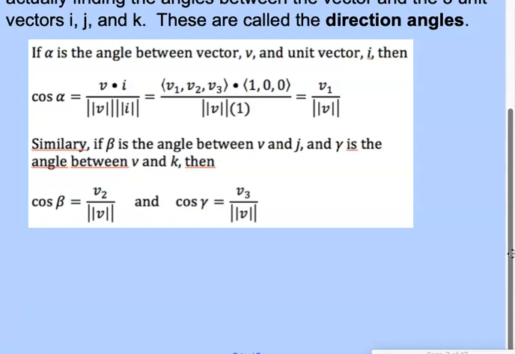And if you forget these, you can always go back and do just angles between two vectors and use 1, 0, 0, or 0, 1, 0, or 0, 0, 1 for your other vector. And that will give you the angle with the axis. Those are called the direction cosines.